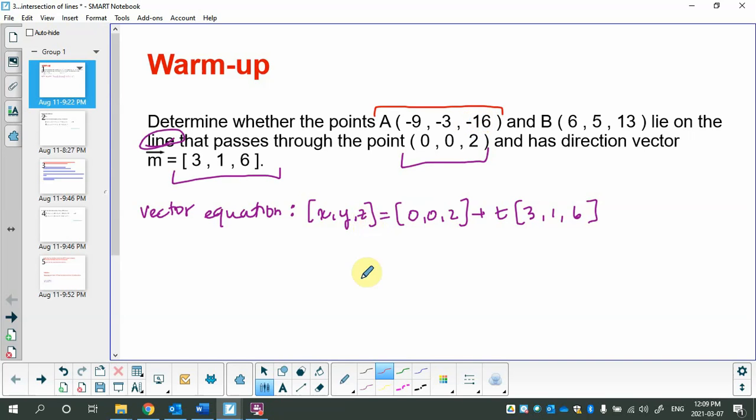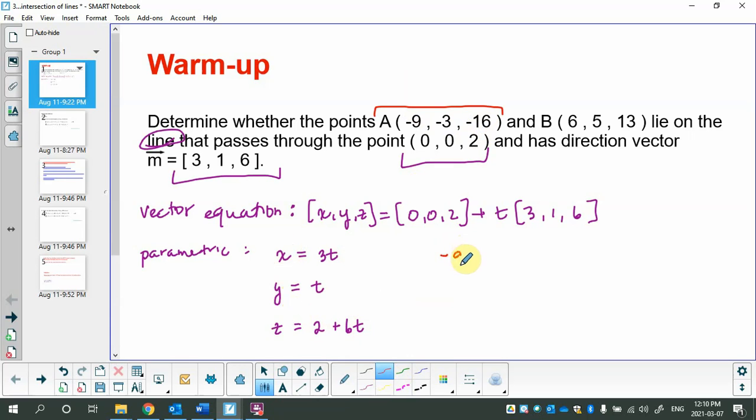And I'm going to take this vector equation and turn it into the parametric equations. So x is equal to 0 plus 3t, y is equal to 0 plus 1t, z is equal to 2 plus 6t. And with red pen, I'm going to take the -9, the -3, and the -16 and substitute them in for x, for y, and for z individually.